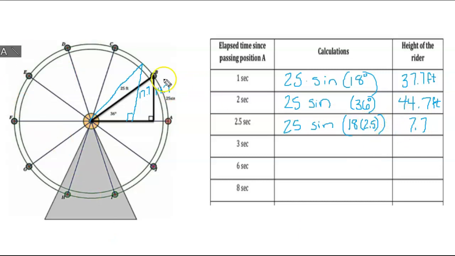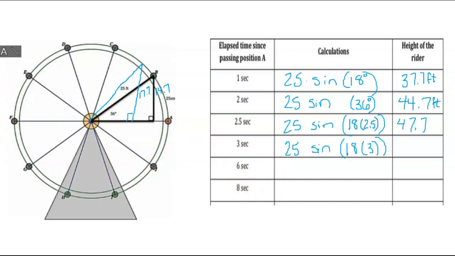So everything seems to be going great. I think we've found a pretty solid pattern that we're following here. The radius always stays the same. We're always taking the sine. And then we just need to figure out how many degrees we've gone, because then we'll have our triangle if we do 18 times our number of seconds. So 18 times 3 gives us 54 degrees when we plug that in. And I'm sure we'll get a perfectly fine answer.